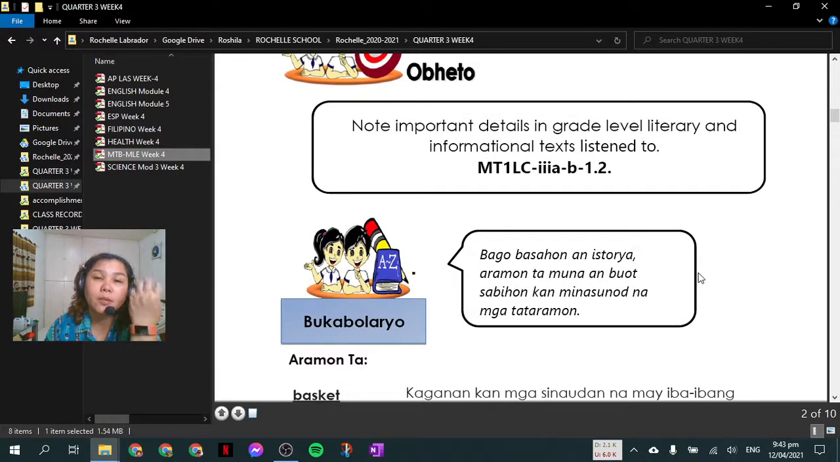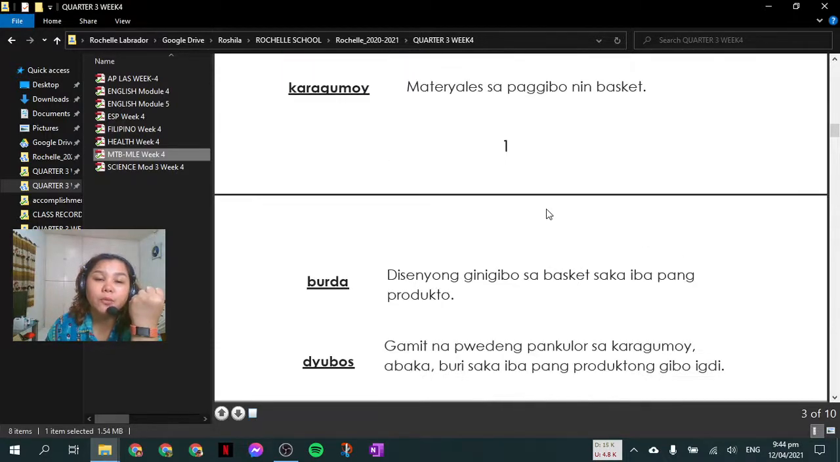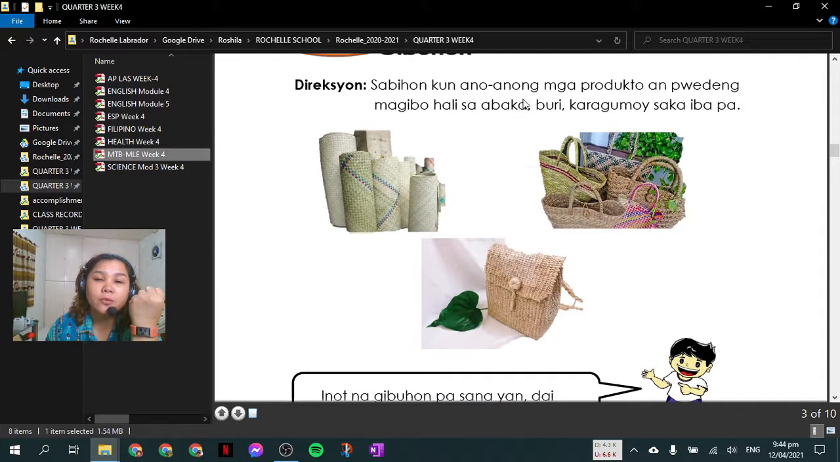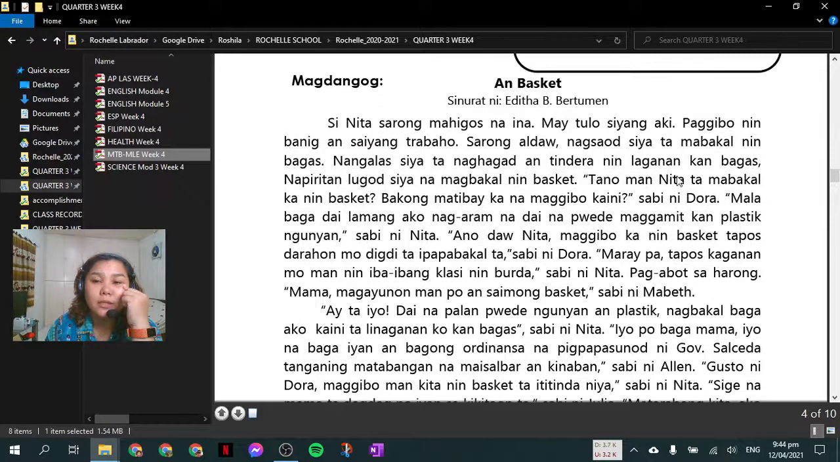Listen to. So mga importanteng pangyayari in the story. So, talasalitaan o bokabularyo. And then inat na gibuhon. So, ano lang to oral, sabihin ko ano mga produkto ang pwedeng magibo hali sa abakaburi, karagumoy, saka iba pa. So, parang identification lang kung ano-ano mga ito. But in case the pictures are not clear, just refer to this module or to this intro video.